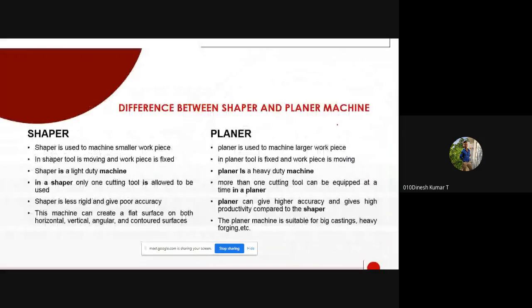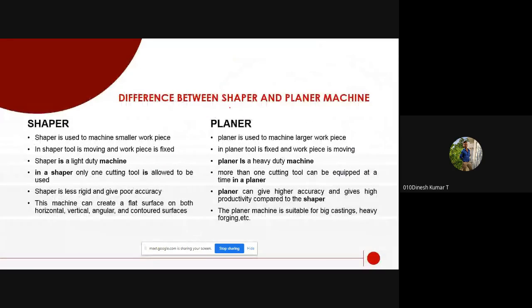Next, we can see some differences between a shaper and a planer machine. A shaper is used to machine smaller workpieces, whereas a planer is used to machine larger workpieces. In a shaper, the tool is moving and the workpiece is fixed, whereas in a planer, the tool is fixed and the workpiece moves. A shaper is a light duty machine, whereas a planer is a heavy duty machine. In a shaper only one cutting tool can be used, whereas in a planer more than one cutting tool can be equipped at a time.